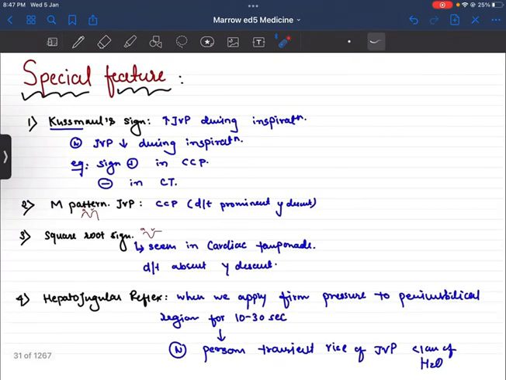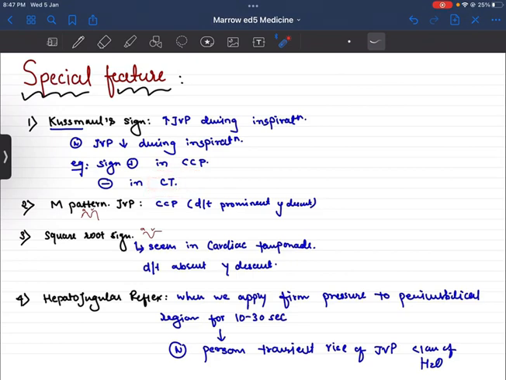Special features: Kussmaul sign is an increase in the JVP during inspiration. Normally JVP decreases during inspiration. This sign is positive in chronic constrictive pericarditis and absent in cardiac tamponade. This is an important point which is asked in MCQ. Kussmaul sign is absent in cardiac tamponade.